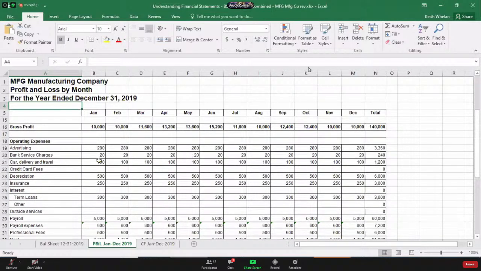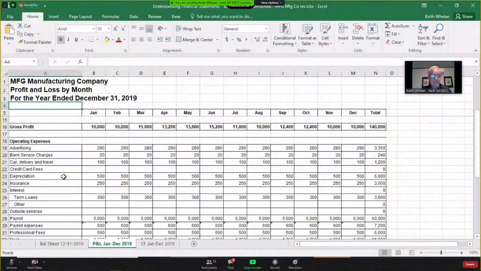I've got operating expenses, such as advertising. That would be a variable expense. You've got service charges and card delivery and travel. You've got credit card fees. Depreciation is in here as a part of your P&L statement. So you do want to capture depreciation.